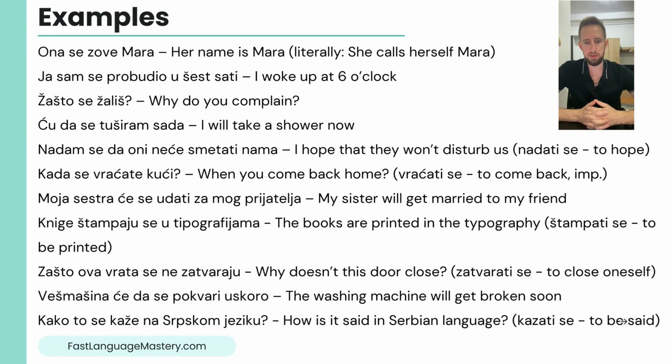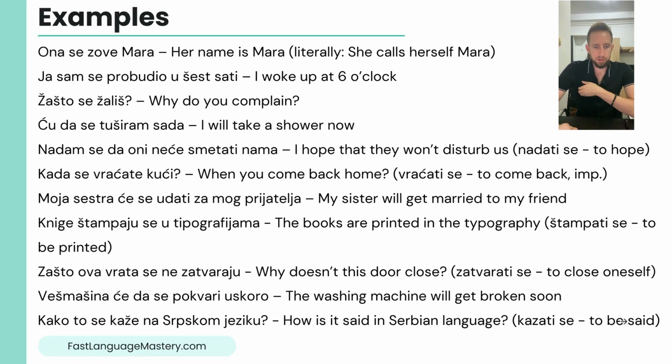Zašto ova vrata se ne zatvaraju? Why doesn't this door close? Zatvarati se means to close oneself, or to close, to get closed. As you can see, in English sometimes we use just a verb, but in other languages it would be a reflexive form. In English it is just to close. We don't say why doesn't this door close itself, we say why doesn't this door close. But literally it means why doesn't this door close itself.